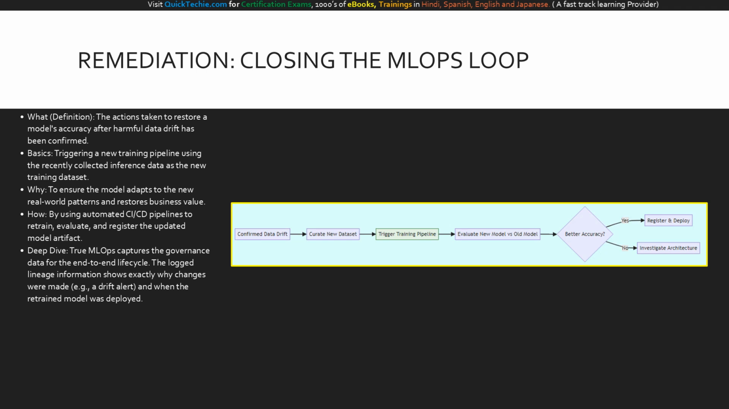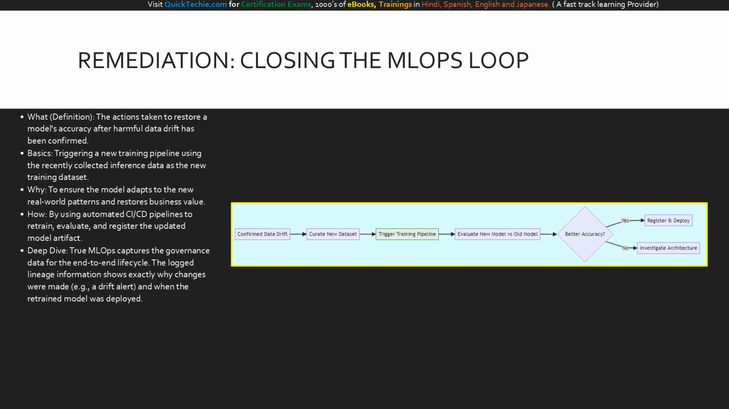Once we confirm harmful drift, we must act. This is remediation, closing the MLOps loop. What is remediation? It is the concrete action taken to restore your model's accuracy. The basics almost always involve triggering a new training pipeline, but this time, you include the recently collected, drifted inference data so the model learns the new reality. Why? To force the model to adapt and restore its business value.